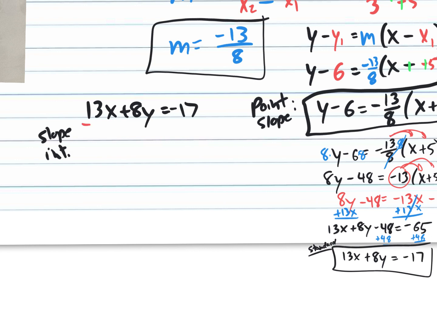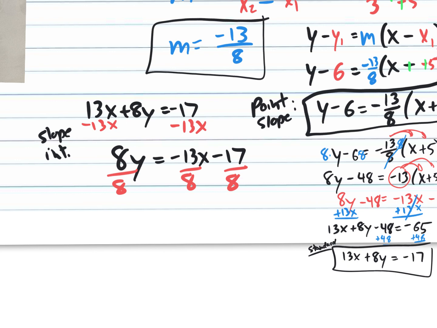So I'm going to subtract 13x, subtract 13x. I will have 8y equaling negative 13x minus 17. And for my final step, I'd have to divide by 8, divide by 8, divide by 8. And that is y equals negative 13 over 8 x minus 17 over 8.